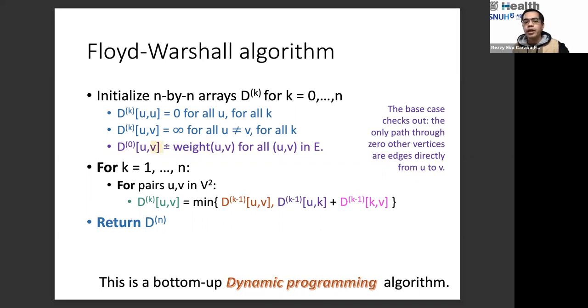We have D0 of UV, the weight of UV, for all UV in the edge set. The looping criteria is that we repeat for k from 1 until the end, for pairs UV in V squared. This is our pairs of every u and v, where u is our start point and v is our end point. So we can minimize like DK of UV: we minimize case 1, case 2, and case 3, or criteria 3.